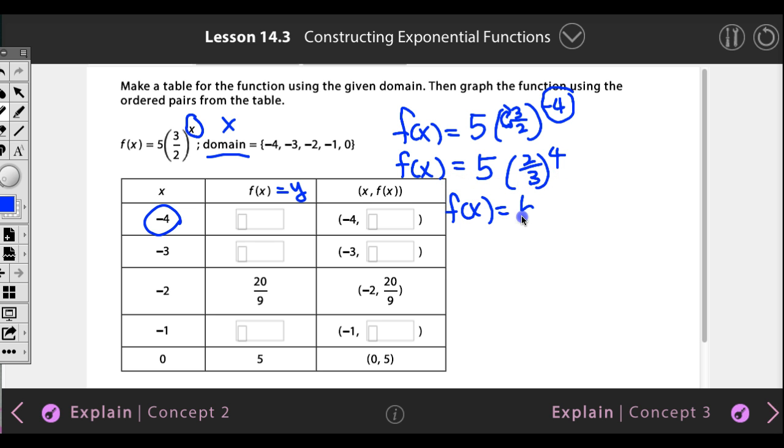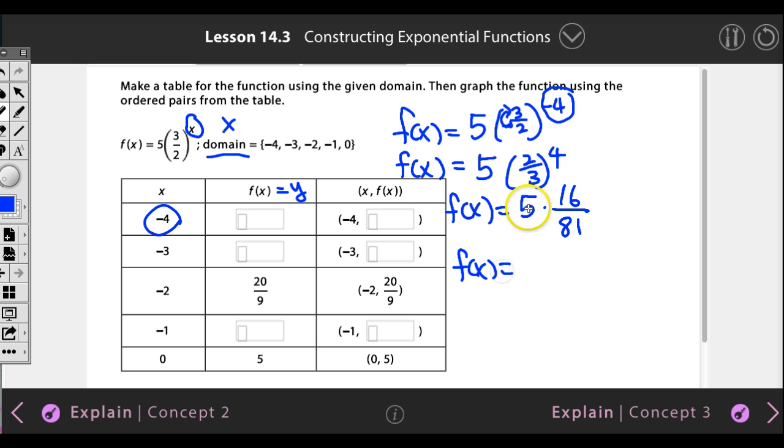F of x is equal to 5 times, and then we're going to multiply 2 4 times and 3 4 times, okay? Don't forget PEMDAS. We gotta do exponents first. We're not going to multiply first, okay? So if you multiply 2 4 times, that's going to be 16. If you multiply 3 4 times, it's going to be 81.